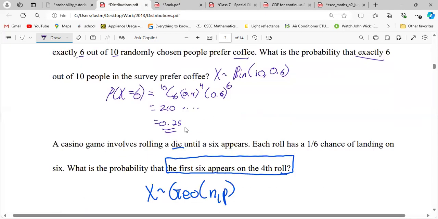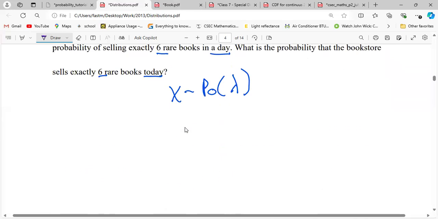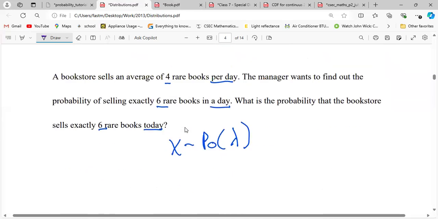Let's see if we have our next one. Right, this one here. So look out for the interval. A bookstore sells on average 4 rare books per day.